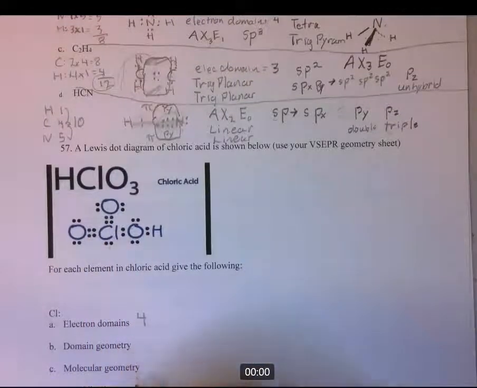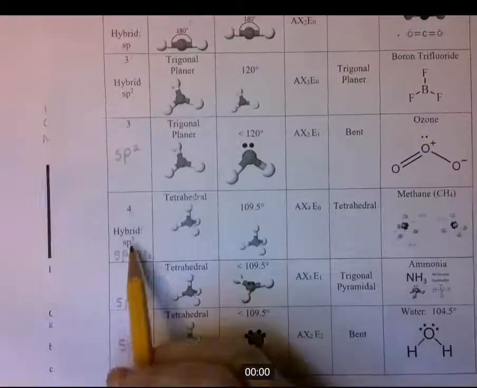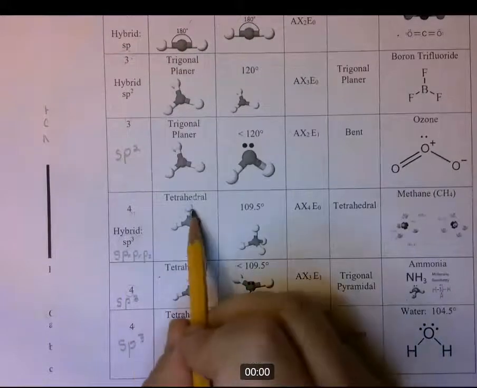So the domain geometry is going to be tetrahedral. Again, you're just going over here. Anything with 4 electron domains is going to be tetrahedral.